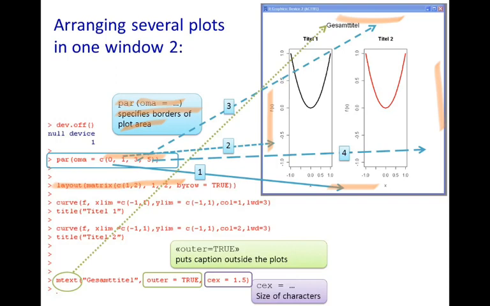If you would like to put a title on the full picture here, you can use the command mtext. Copy this syntax. Outer equal to true means that you really plot outside the active plotting window. That means you would really plot up here and not here or here. And you can again specify the size of the characters. So this was a little fast, I know, but the only way of learning this is by doing and applying it.